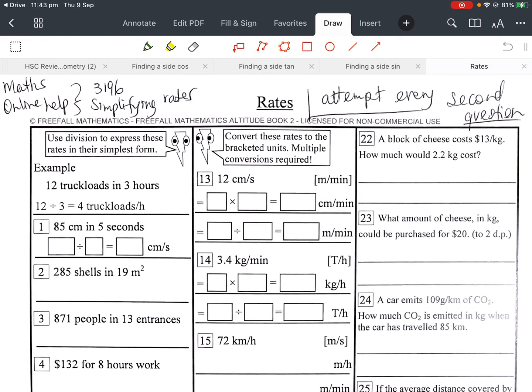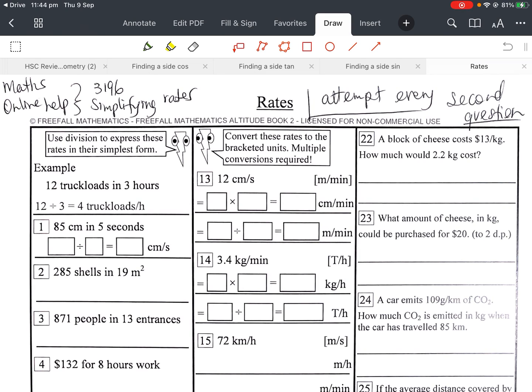So basically a rate is a little bit like a ratio, but you're comparing two sets of different units. So I'm going to go through some of these with you just to help you out. So example, 12 truckloads in 3 hours.